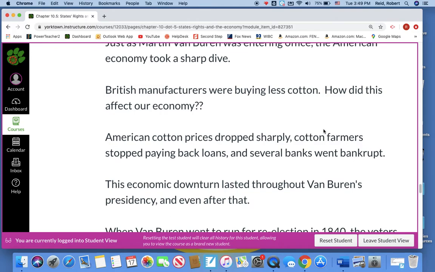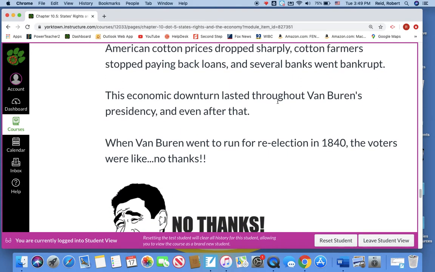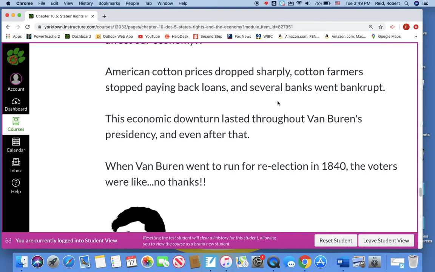Just as Martin Van Buren was entering office, you started to see the economy take a sharp dive. British manufacturing was also a big part of that. They were buying less and less cotton from America. And so because we were selling less cotton to them, we were making less money. Cotton prices dropped sharply. Cotton farmers stopped paying back loans. And as you would imagine, many banks were running out of money and therefore going what's called bankrupt. The downturn definitely lasted throughout Van Buren's presidency.